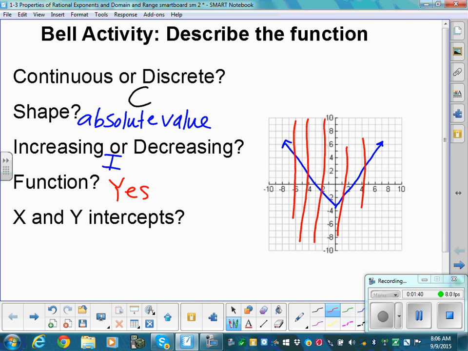And then the x and y intercepts. What are the x-intercepts? Where does it cross the x-axis? -3, just eyeball on this one, and 3. Okay. And then how about my y-intercept? Good, -3. How many of you got 100% correct? Awesome. How many of you got just almost all correct? Also awesome.